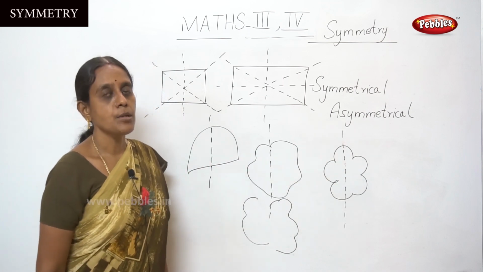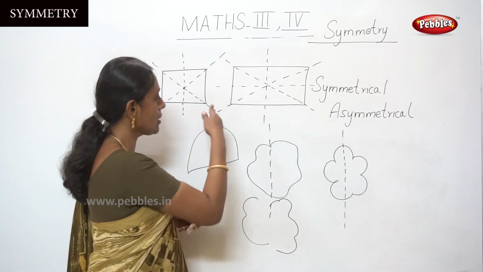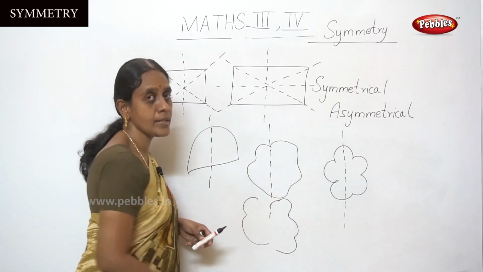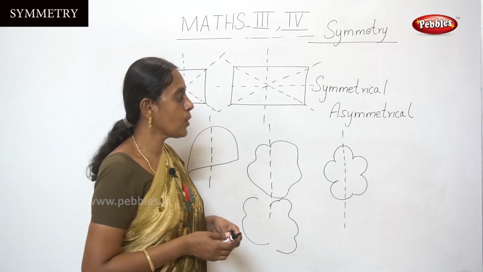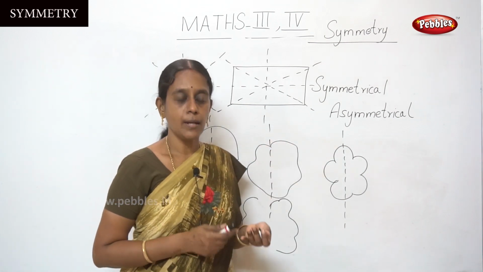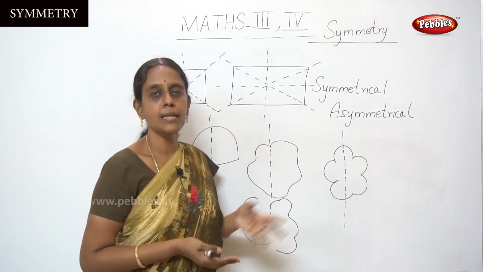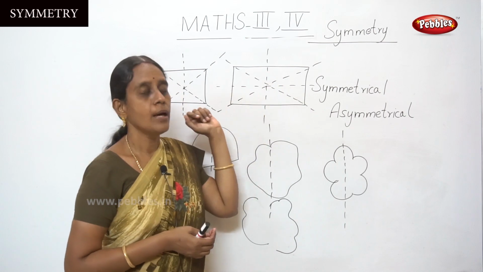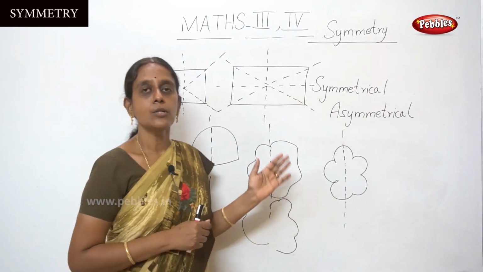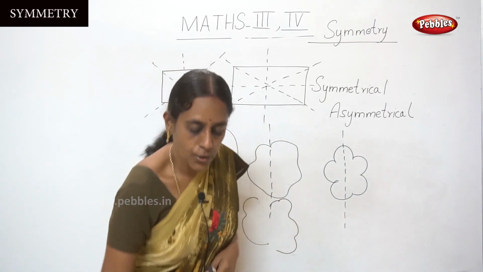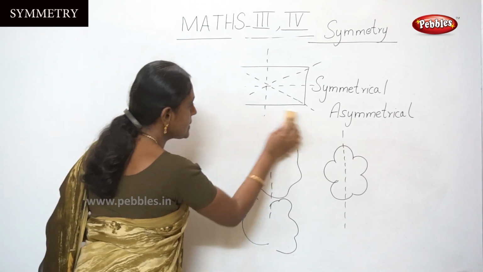If you can't make it into equal halves by dividing along the central line or any other diagonal lines, those shapes are called asymmetrical. So this is a simple subtopic in your mathematics, that is symmetry and asymmetrical. Okay, let me move on to the next topic, that is patterns. Let me see, do you understand patterns?